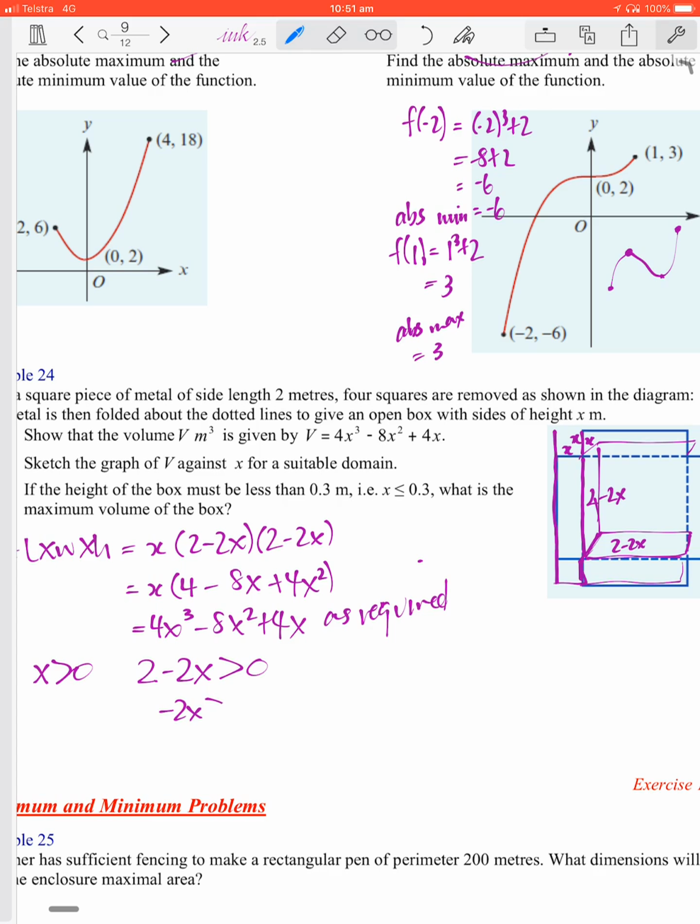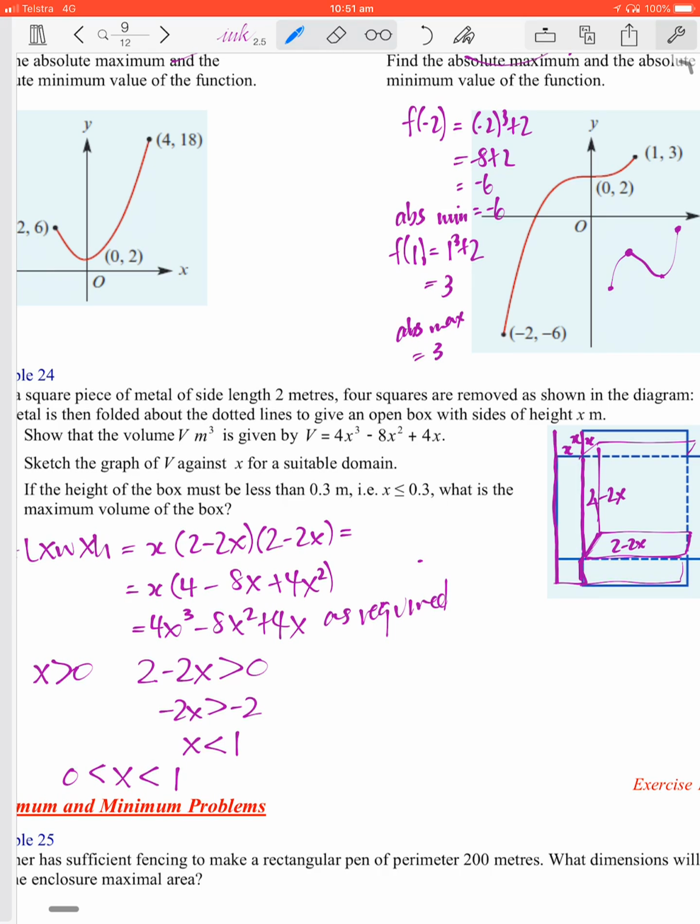Negative 2x has to be greater than negative 2. X has to be less than, when I divide that across, 1. So our suitable domain is 0 is less than x, which is less than 1. If we sketch that function, we can go back to our factorized form up here.